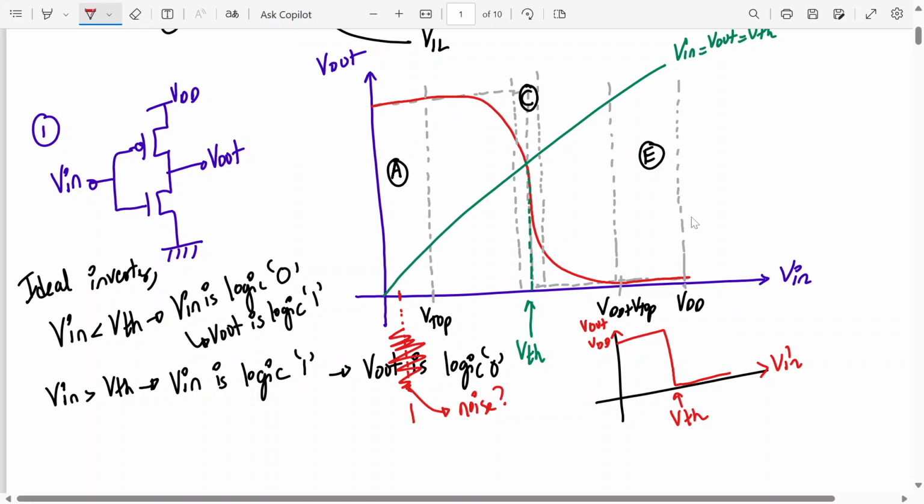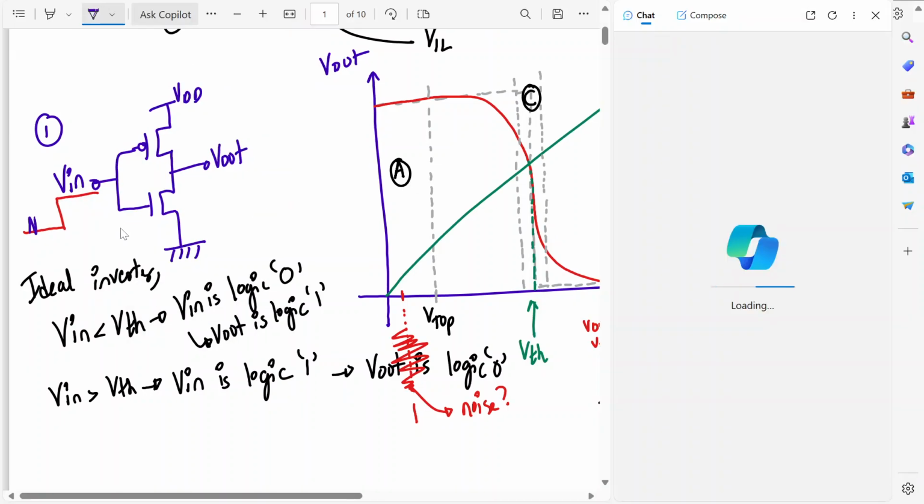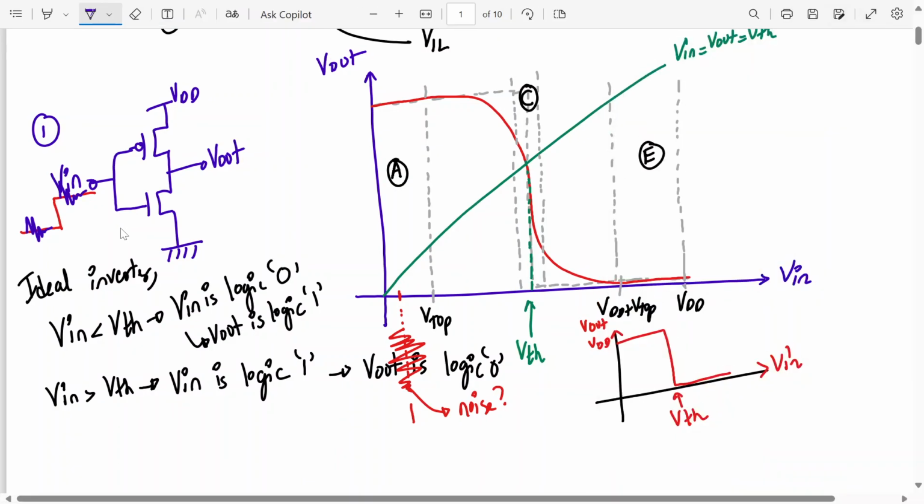Yeah? What do you think? See, noise can enter in both the, let's say it is over here. Input is changing from 0 to 1. So noise can affect this system, right? It can override this signal. Yes or no? So noise can affect my logic 0 and logic 1 also.